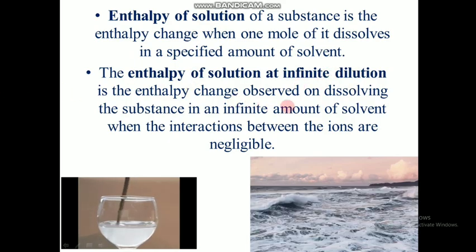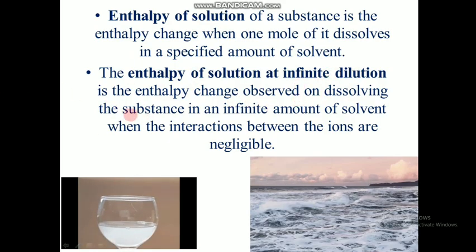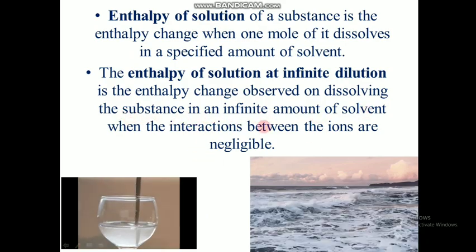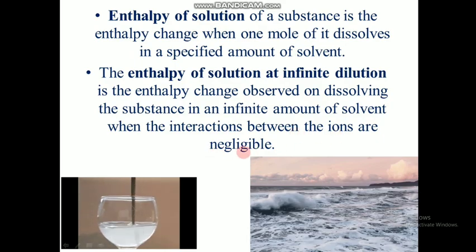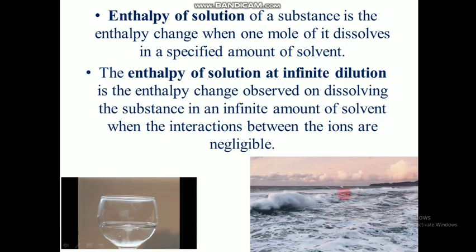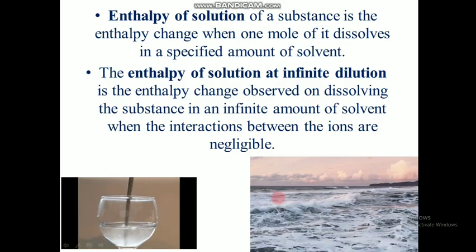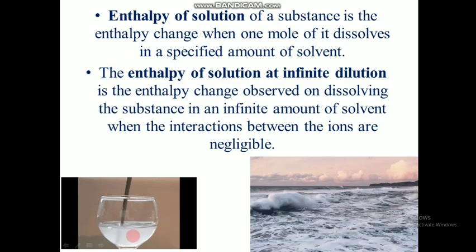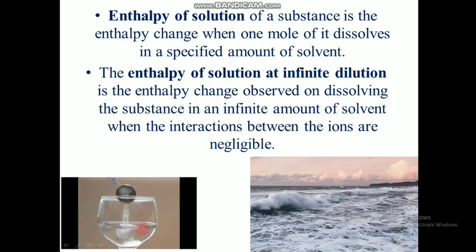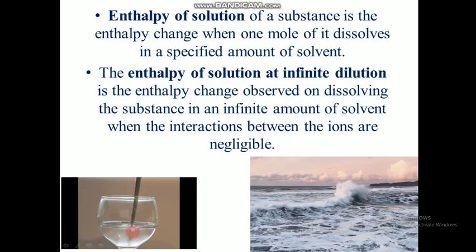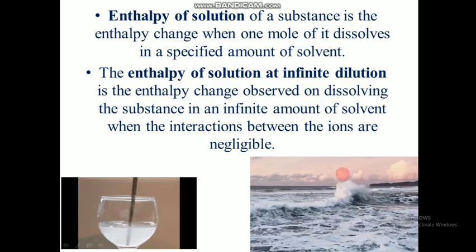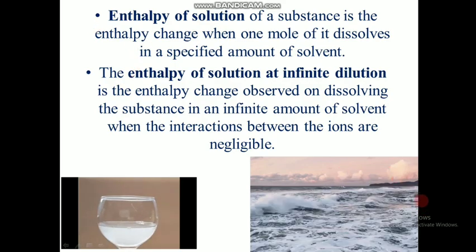So it is the enthalpy change observed on dissolving the solute in an infinite amount of solvent, when the interactions are negligible, because as I told, one ion will be here and another will be very far away. There will not be any interaction in this case. But unlike this, when there is a finite amount of solvent, the ions are nearby and they will have interactions. So that is enthalpy of solution and enthalpy of solution at infinite dilution.